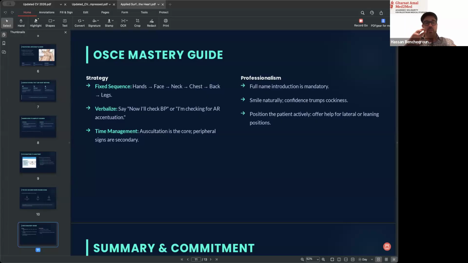Keep the auscultation at the core. Do not let go of your palpation. Do not let go of the inspection, both of the jugular and of the point of maximal impulse. Remain professional. Always introduce yourself. If you are a student, say that you are a student. Ask permission. People just want to be helped. They just want to feel like they matter. Smile naturally, because the confidence trumps the arrogance.